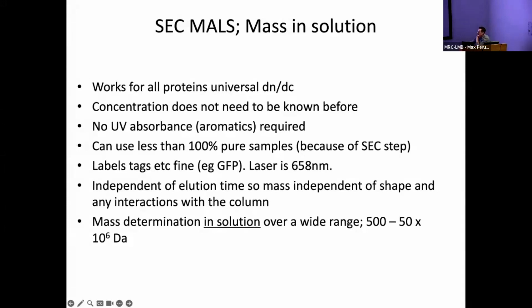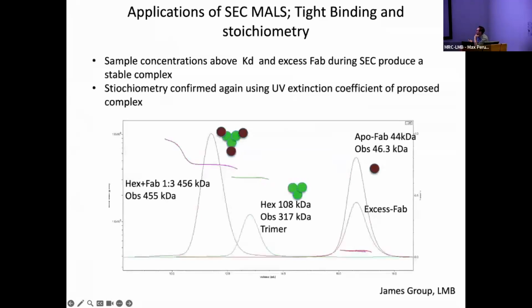So here are some applications of what we do with it. Here we have a very tight binding, and the James Group wanted to know the stoichiometry. They got these 108 kilodaltons, and it went through the SEC-MALS, and they observed 317. So obviously this was a trimer.